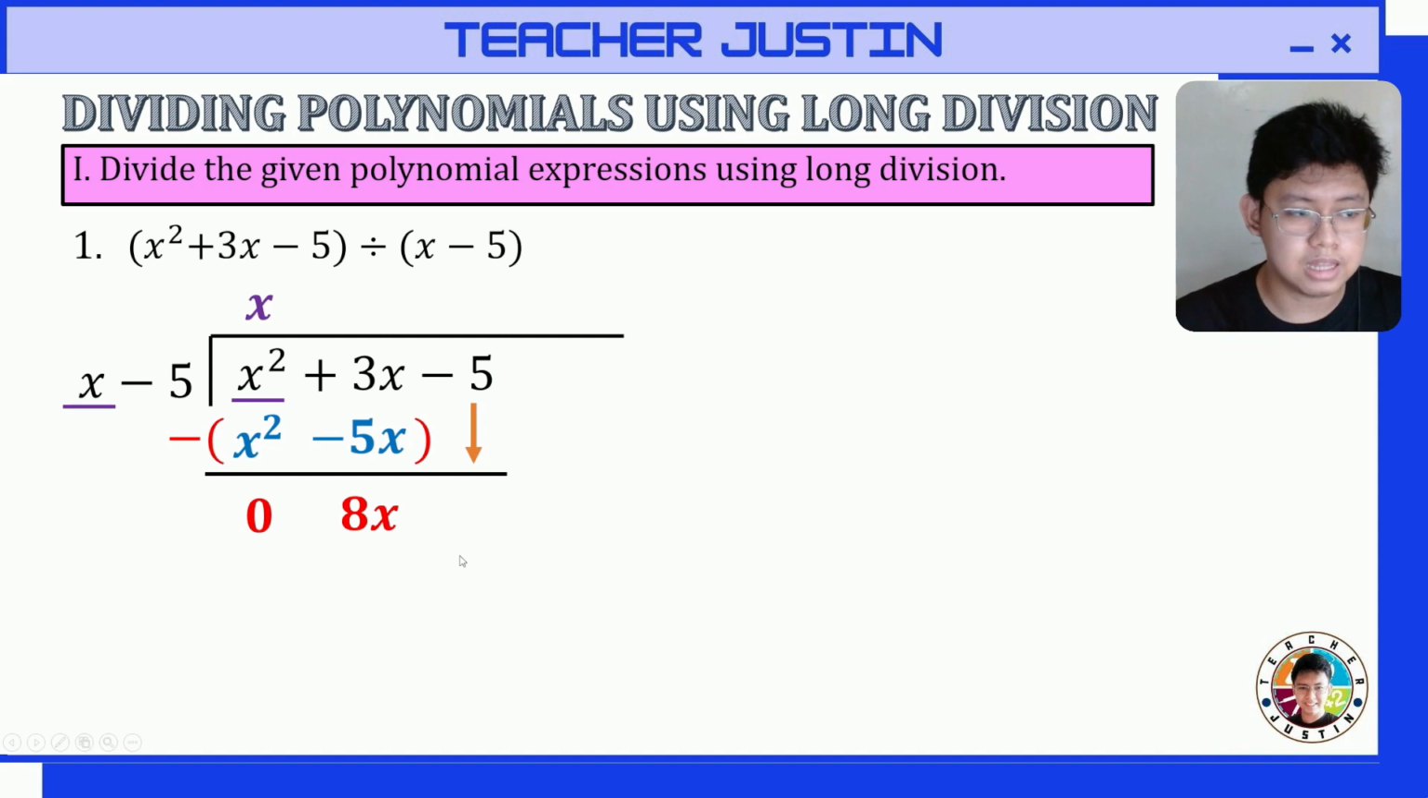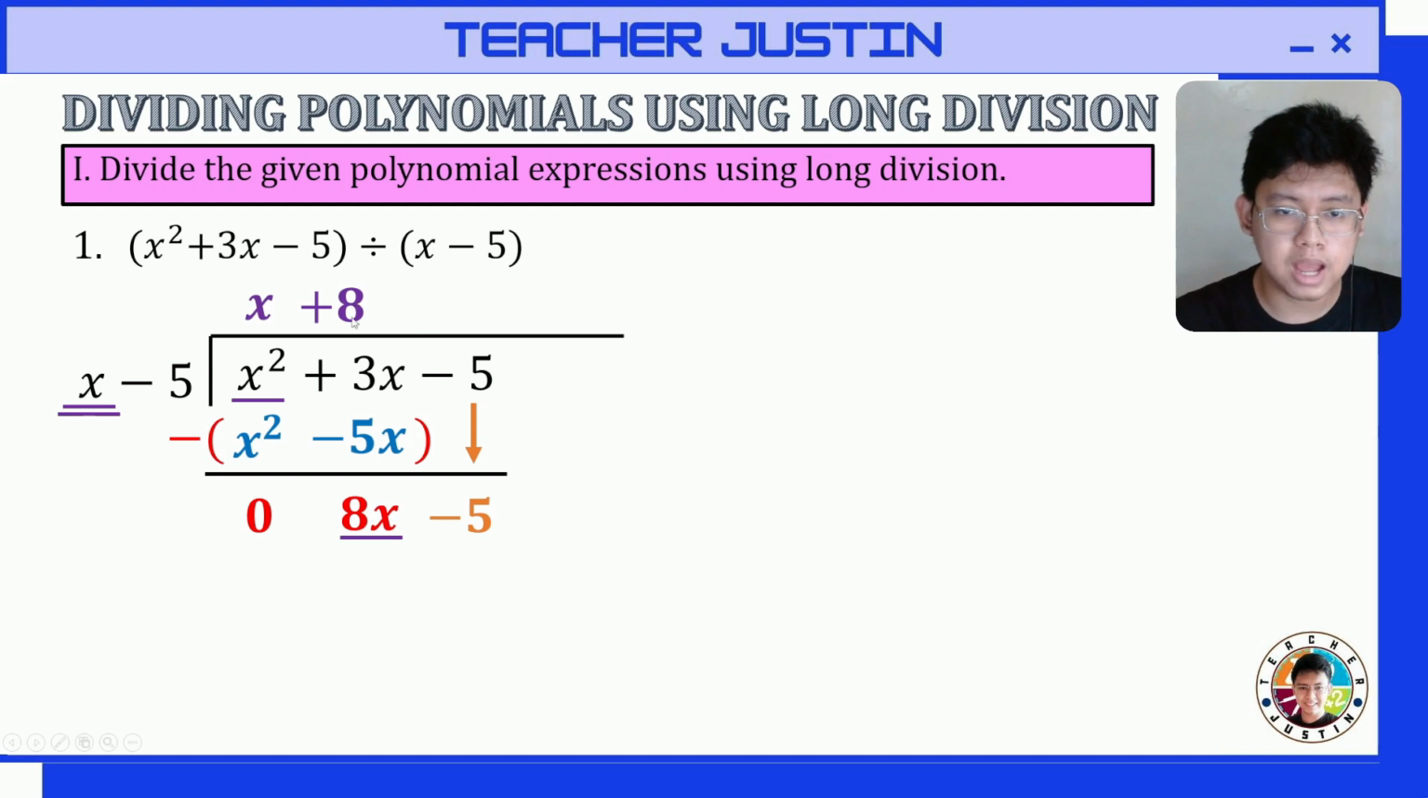Then, bring down negative 5. Tapos, ulitin lang ulit natin yung ginawa natin. Divide the first term by the first term. So, 8x divided by x, that is positive 8.